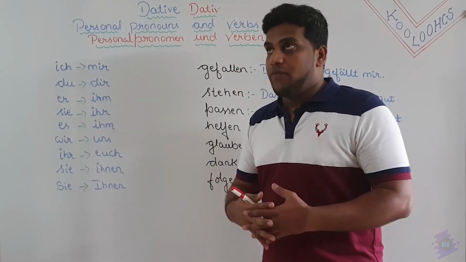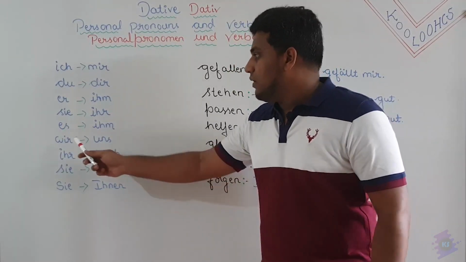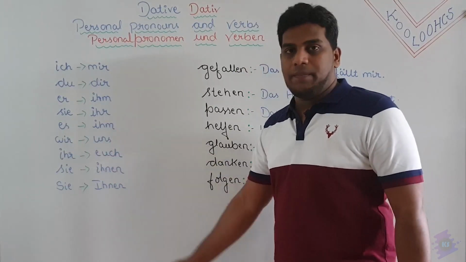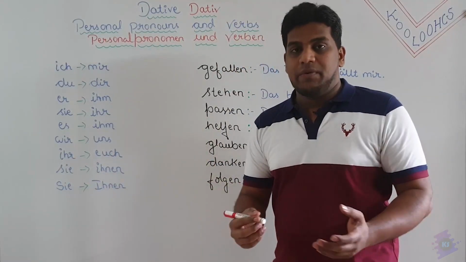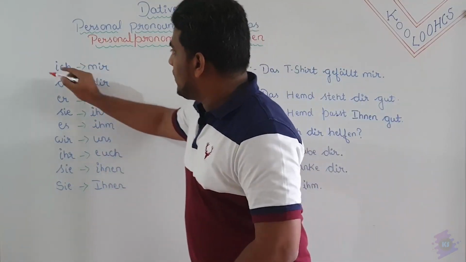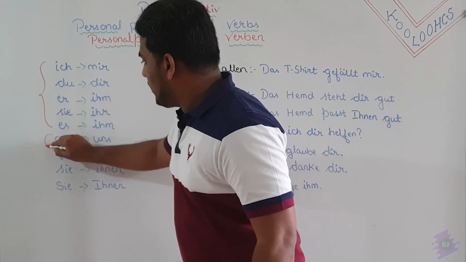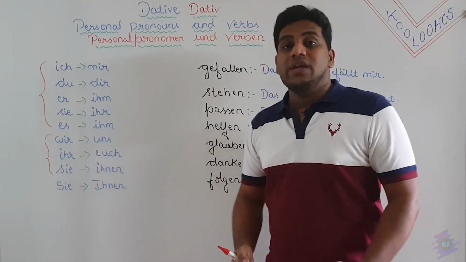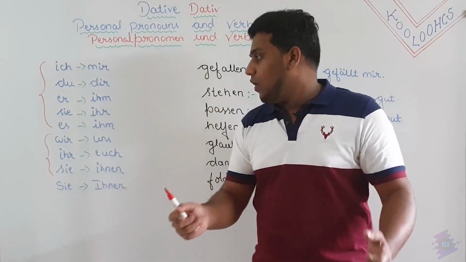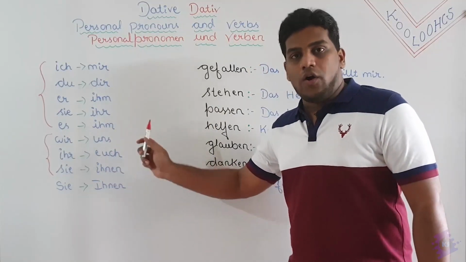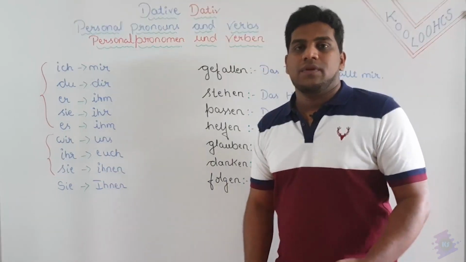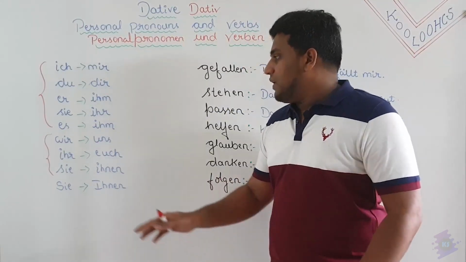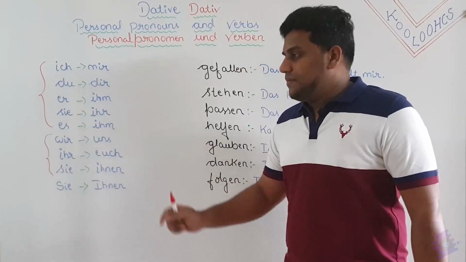And for we, that is wir, it is us in English. Here we have uns. So up to here is singular, and these 3 are plural. For wir, that is we, it is uns, and for ihr, that is you all, second person plural, it is euch. In English, you just say you itself. The personal pronoun will also be you. But here for ihr, you get euch.